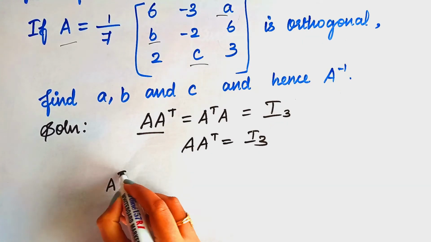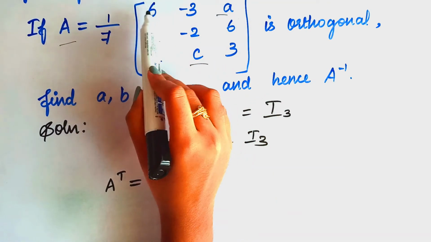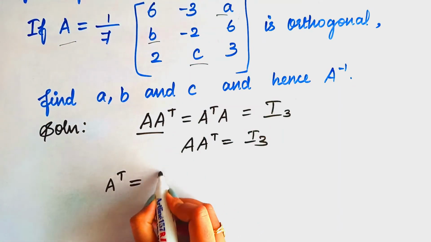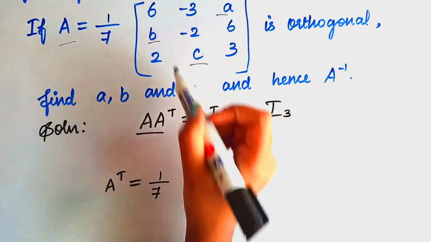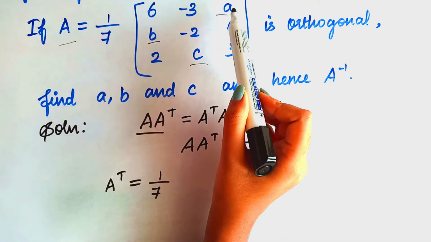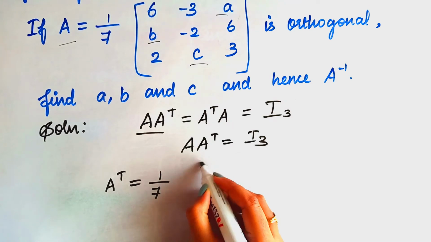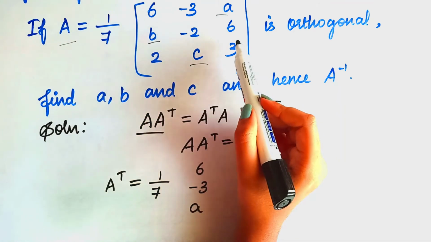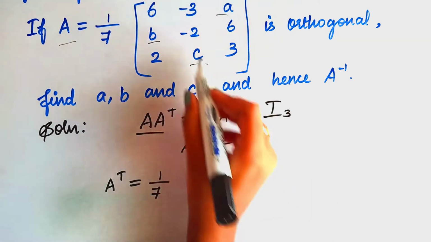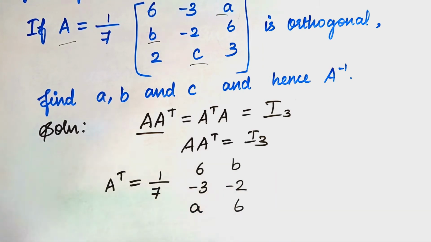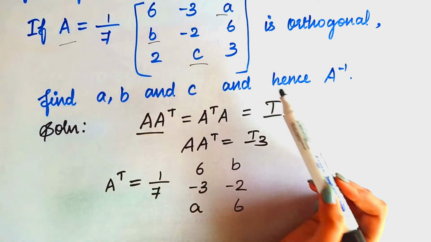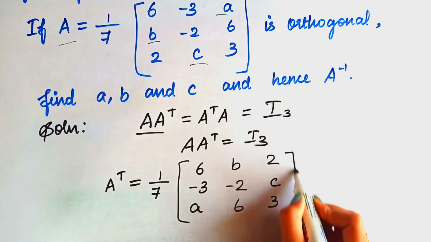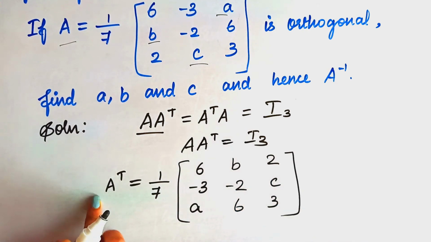So A transpose is equal to, what you have to do first, you have to take the first row and put that in a column. So here there is 1 by 7, right? So let's first write 1 divided by 7 here, and now here there is 6, minus 3 and A, right? So let's put that in a column: 6, minus 3 and A. And then there's the second row, and we have to put that in a column. You get B, minus 2 and 6, and then there is the third row, 2C and 3. Let's put that in a column, so 2C and 3. So this is how you find the transpose of a particular matrix. Okay, so we have found the value of A transpose.